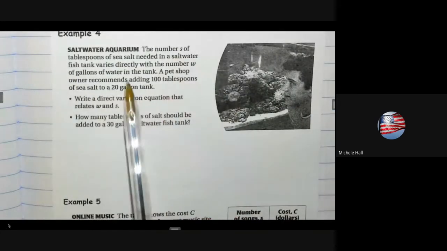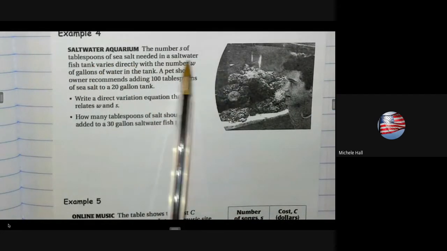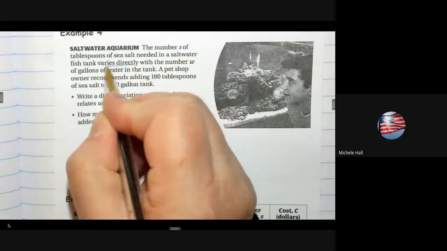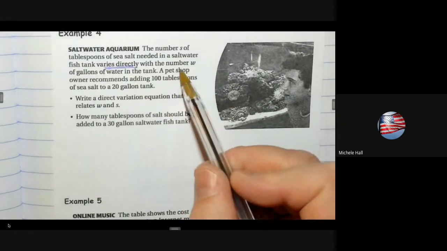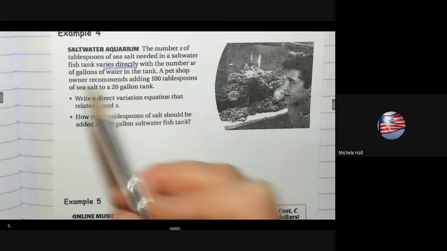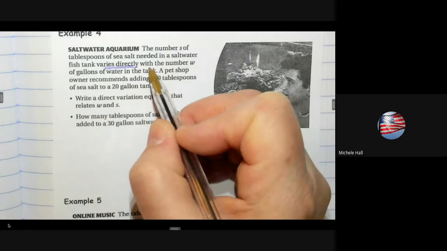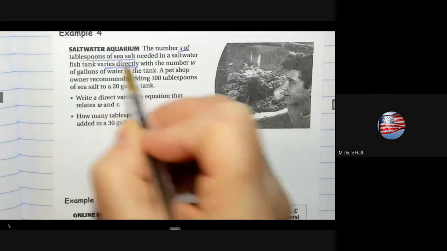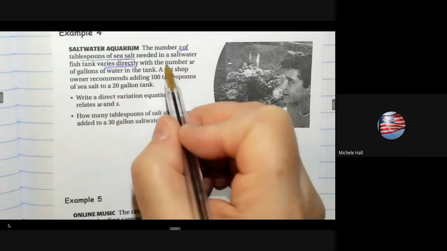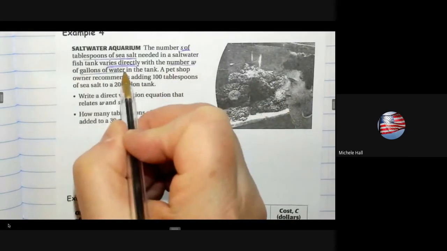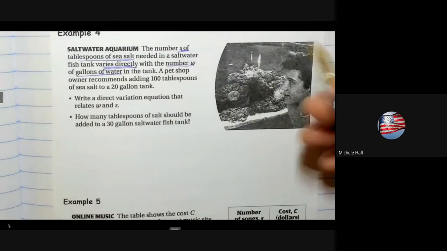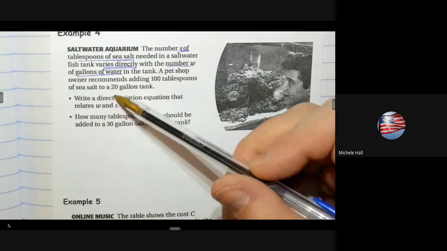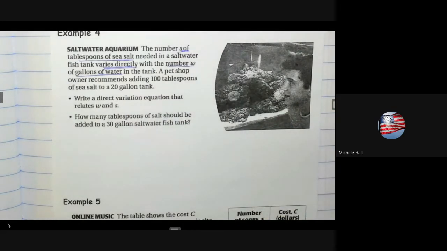The number S of tablespoons of sea salt needed in the saltwater fish tank varies directly with the number W of gallons. So tablespoons of salt varies directly with the number W of water in gallons in the tank. A pet shop owner recommends adding 100 tablespoons of sea salt to a 20-gallon tank.